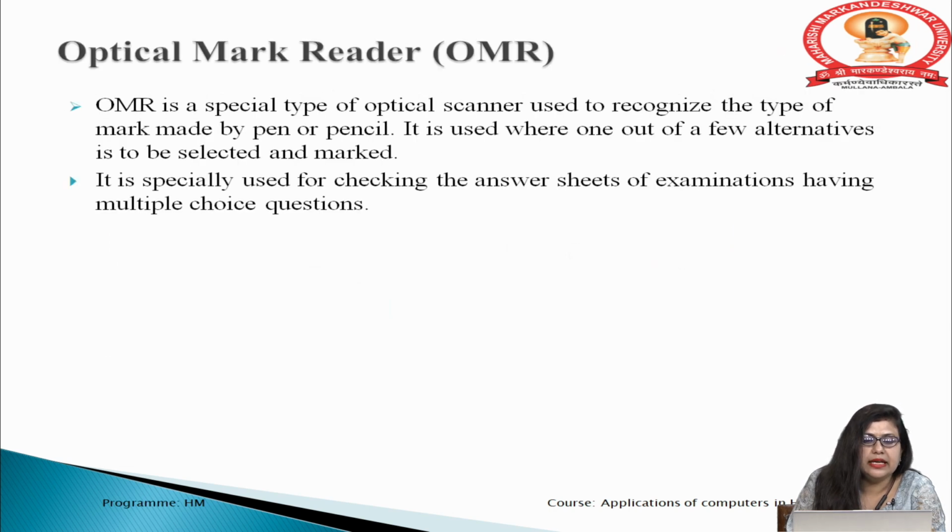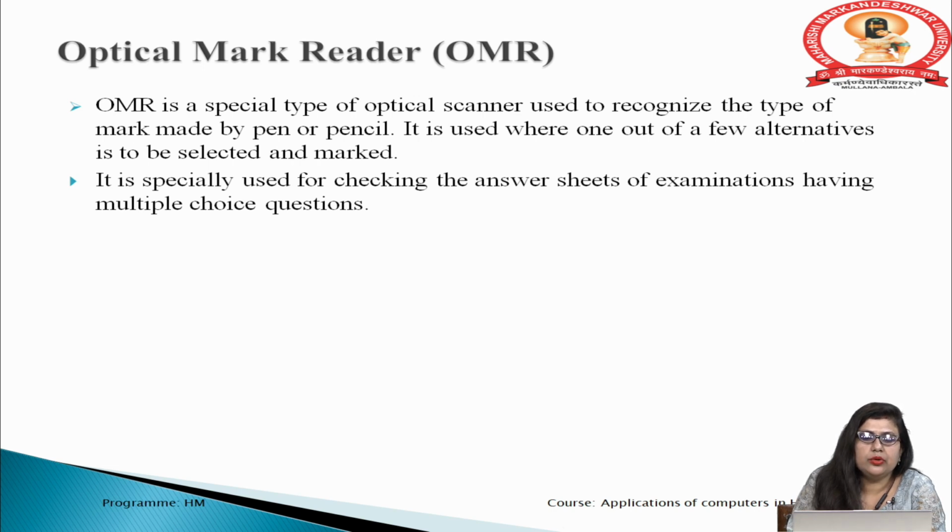Optical mark reader, that is OMR, is a special type of optical scanner used to recognize the type of mark made by pen or pencil. It is used where one out of a few alternatives is to be selected and marked. It is specially used for checking the answer sheets of examinations having multiple choice questions.